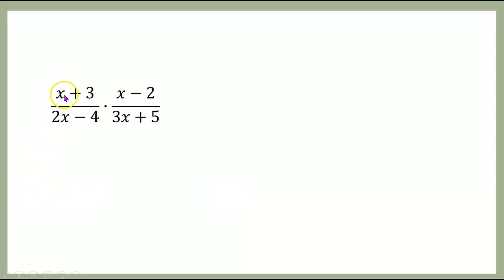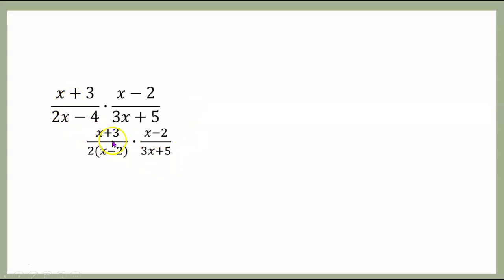Now how about this one? x plus 3 over 2x minus 4 times x minus 2 over 3x plus 5. Do you see anything that we can factor here? Can we factor x plus 3? No. Can we factor 2x minus 4? Well, I see a common factor of 2 that we can pull out. So we can write this as 2 times x minus 2. I don't see anything else we can factor. Can't factor the x minus 2 or the 3x plus 5.